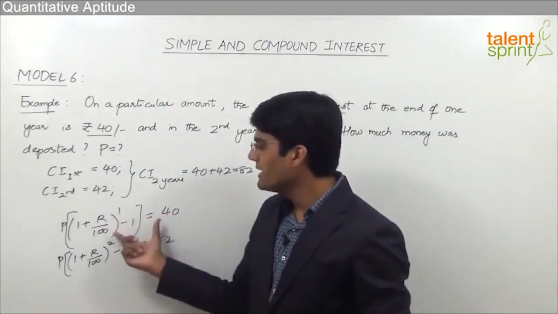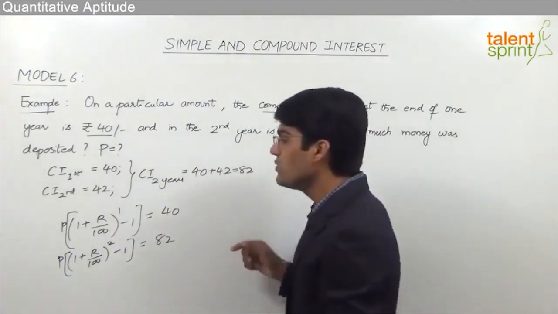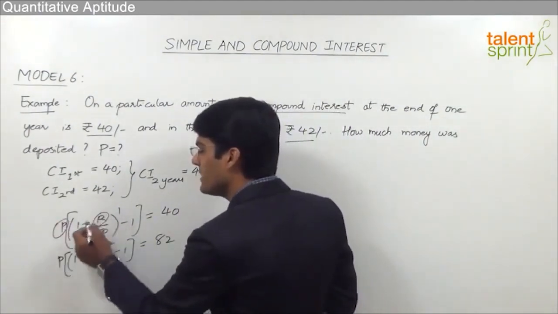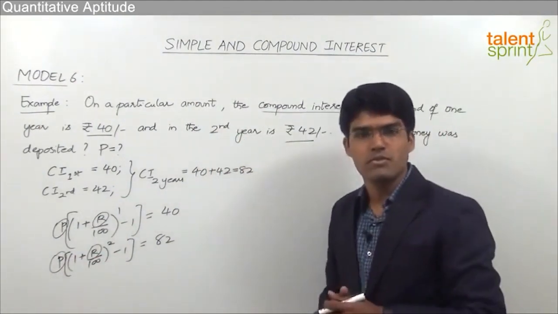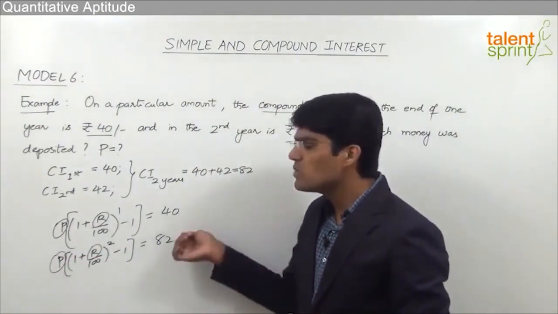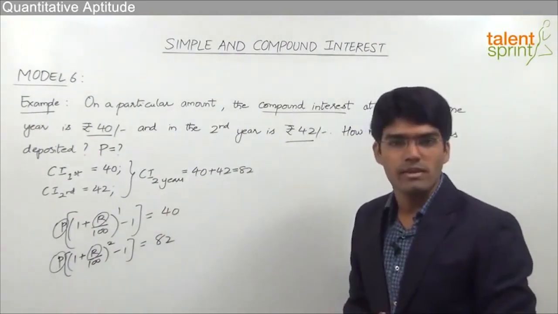So compound interest for 1 year and compound interest for 2 years. So we have got two equations and two variables. The two variables are principal and rate of interest. And we know that two equations in two variables can be solved. But then solving these two equations is a really difficult task. And that is the reason students try to avoid this question.